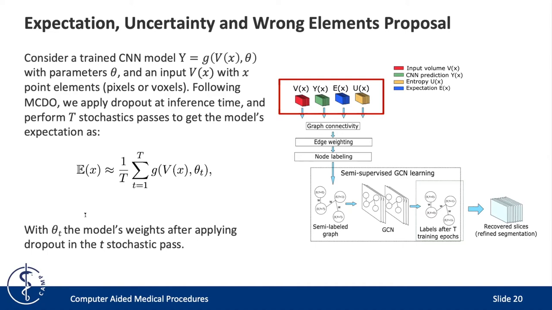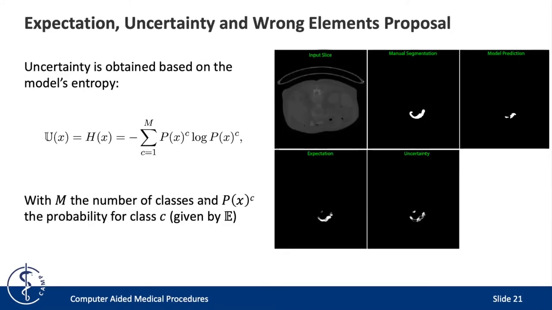Once we have this expectation, we can obtain uncertainty based on the model entropy. We are using the entropy of the model as an indicator of uncertainty. The entropy is defined in this way. We take the probability of X, multiply it by the logarithm of the same probability, and we do this for each class. In the binary segmentation case, we have C equal to 2.